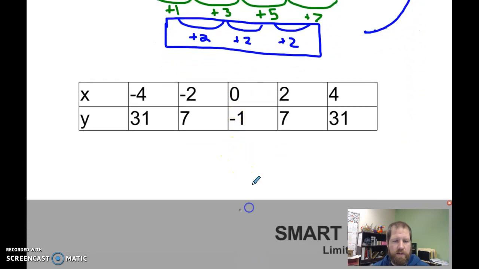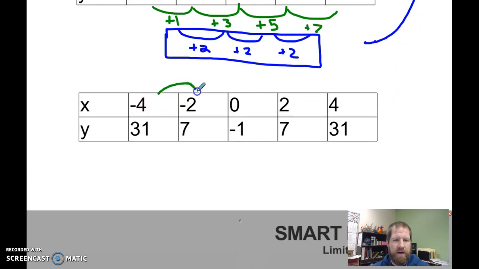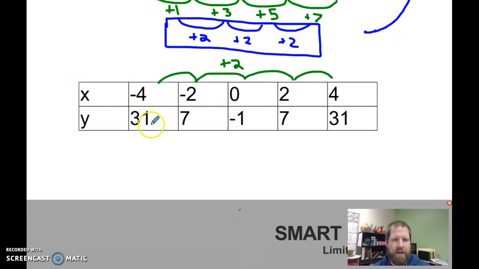Okay, so let's do another one. Okay, so here I've got -4 to -2, -2 to 0, 0 to 2, 2 to 4. So I've got a plus 2. Okay, my x change is constant. All right, and that's again the first thing you're going to have to check, just like when we were doing linear equations. And then you're going to look at your change in y.